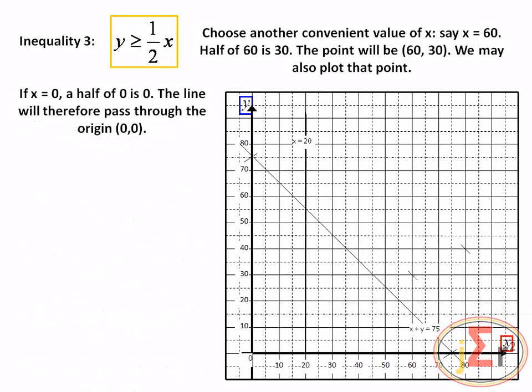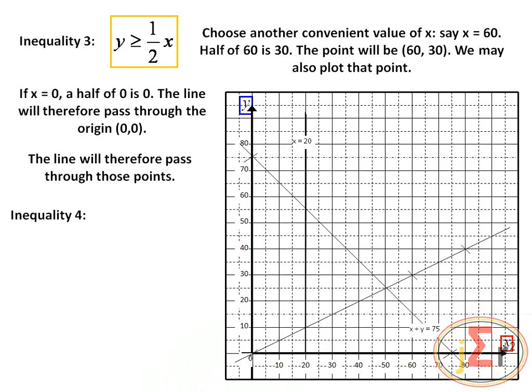If x is equal to 0, a half of 0 is 0. The line will therefore pass through the origin, whose coordinates will be 0, 0. The line will therefore pass through those points, and let us draw that line. Good. Inequality 4.